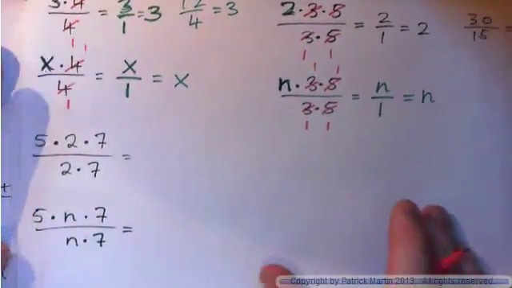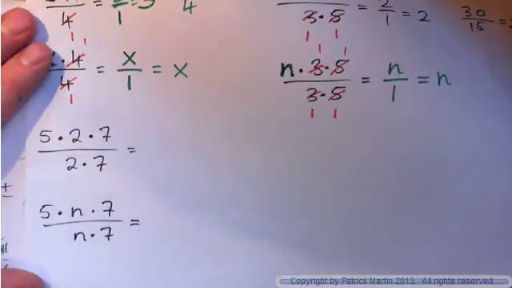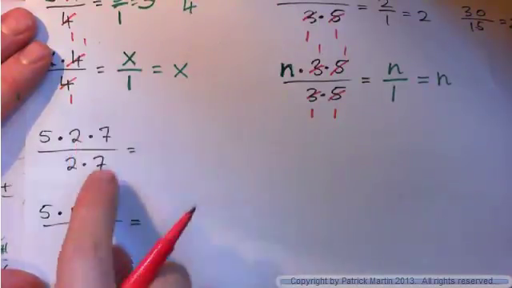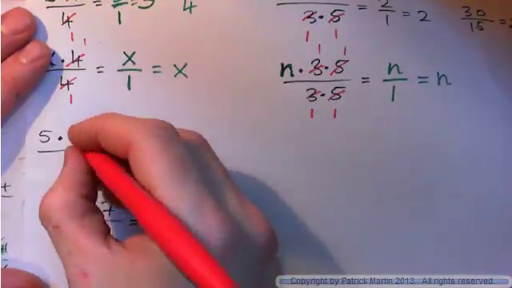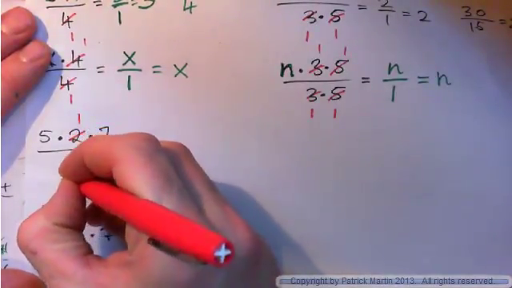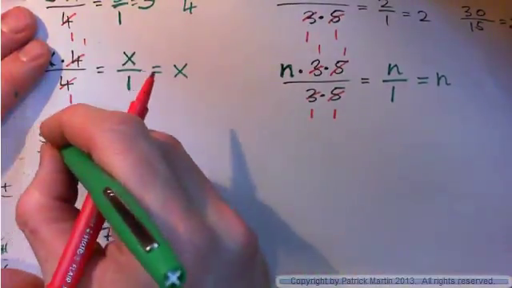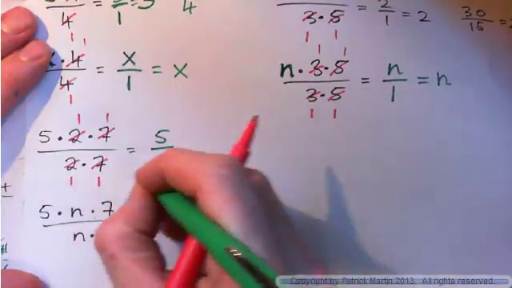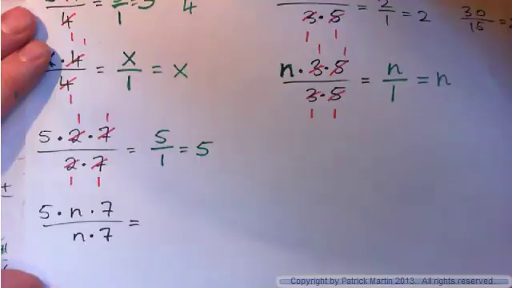Right? How about this guy? 5 times 2 times 7 over 2 times 7. And then do this. So press pause and see if you can figure this out for yourself. Press pause and do this one. So on the top, don't the 2's cross cancel? And don't the 7's cross cancel? So then I get 5 times 1 times 1, that's 5 over 1 times 1, 1, which is 5, right? On the bottom, what cross cancels?